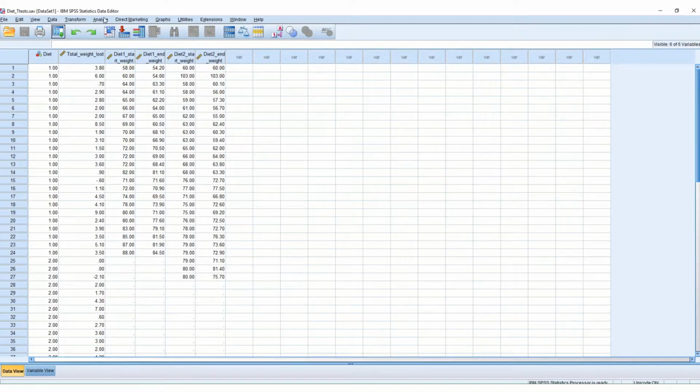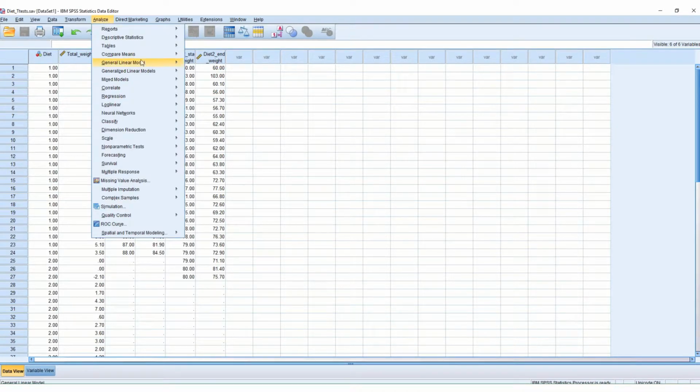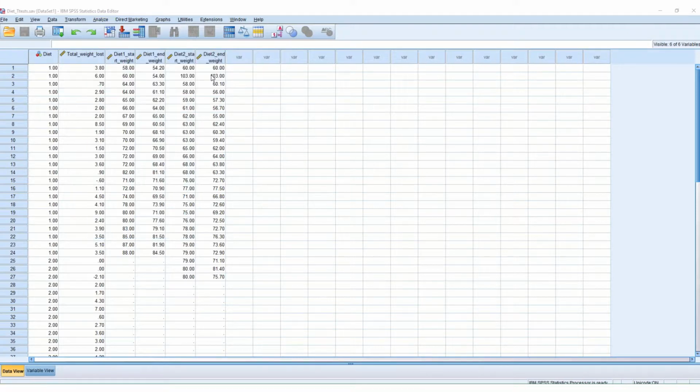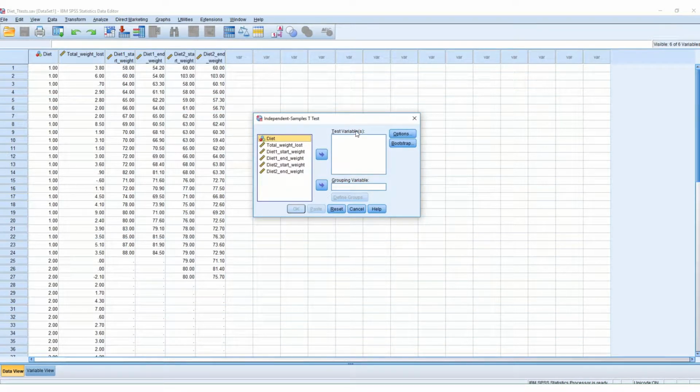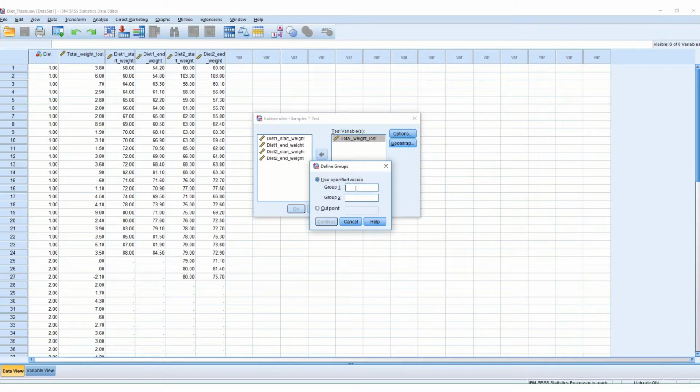So in order to perform an independent t-test, you go to Analyze, Compare Means, Independent Samples t-test. In the test variable box, we want to put our dependent data. So in this case, this is our total weight loss. In our grouping variable, as the name suggests, we then tell SPSS how our groups are formed. And we do this by clicking on Define Groups. In group 1, I look to see what the code is for diet 1, and it's 1. So I'll just enter 1. Group 2, or diet 2, is also the same, it's a 2.